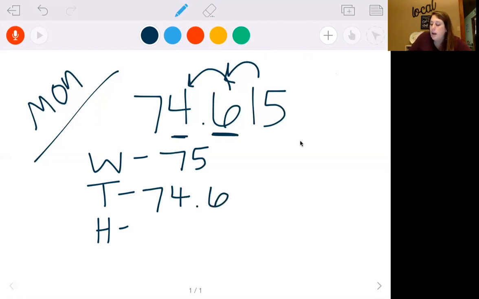And the last one, hundredths, the 1 is in the hundredths place. The 5 tells me the 1 needs to change to a 2. So I keep my 7, keep my 4, keep my decimal, keep my 6, change my 1 to a 2.